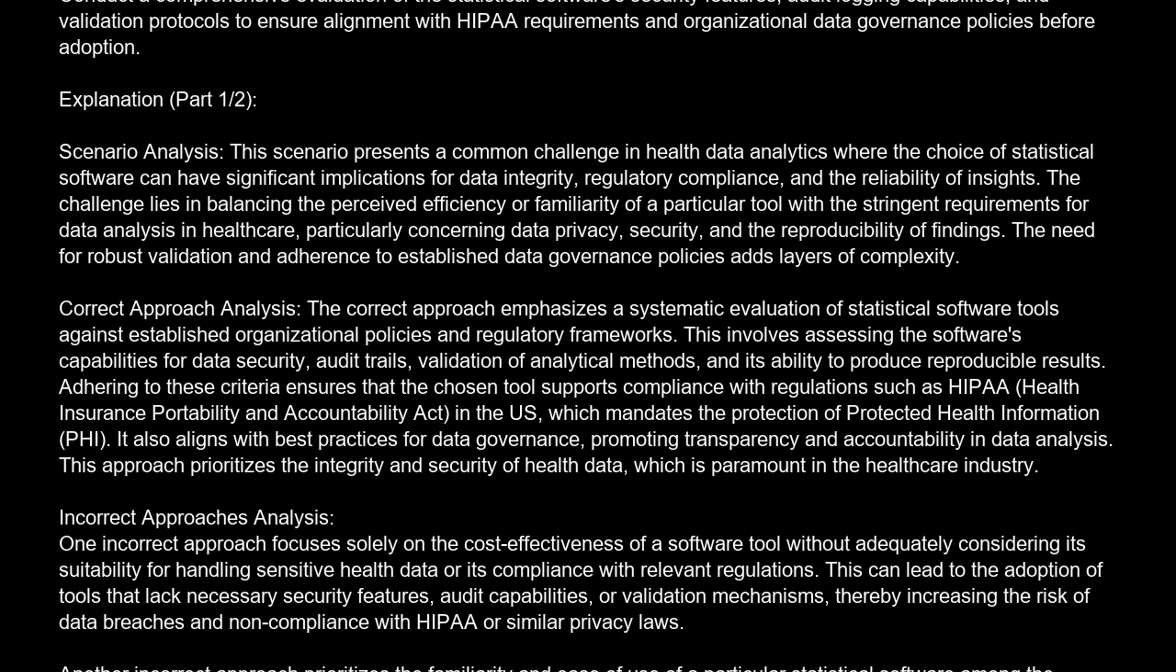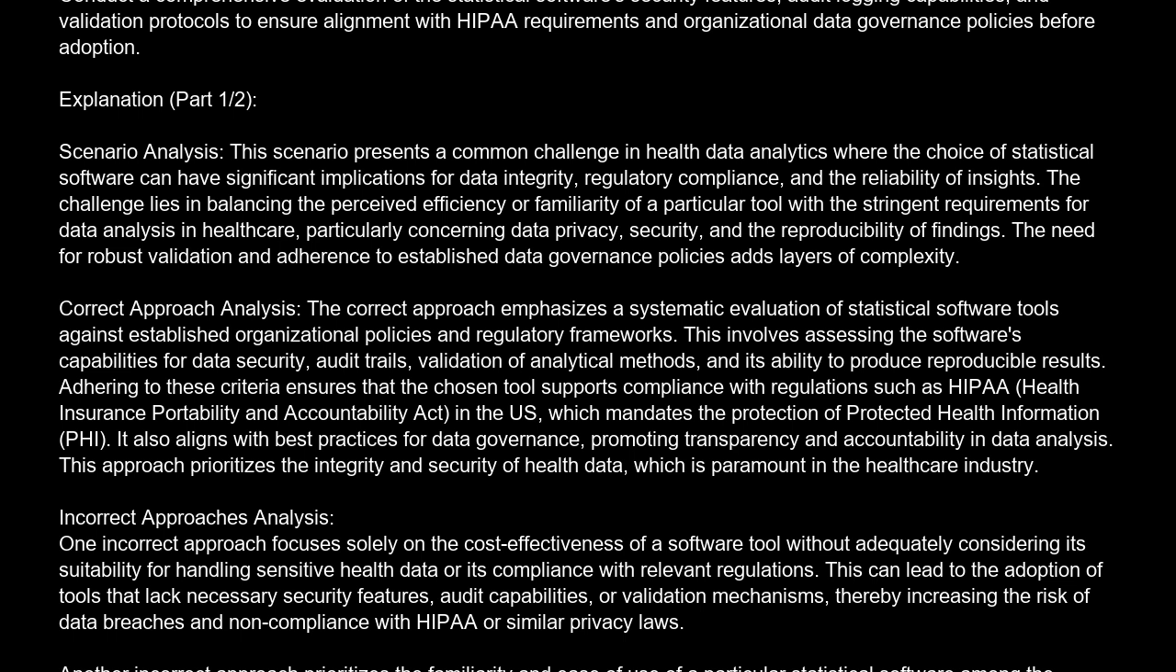Explanation. Scenario analysis. This scenario presents a common challenge in health data analytics, where the choice of statistical software can have significant implications for data integrity, regulatory compliance, and the reliability of insights. The challenge lies in balancing the perceived efficiency or familiarity of a particular tool with the stringent requirements for data analysis in healthcare, particularly concerning data privacy, security, and the reproducibility of findings. The need for robust validation and adherence to established data governance policies adds layers of complexity.